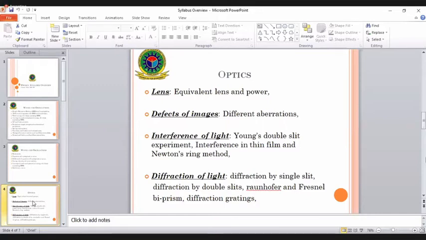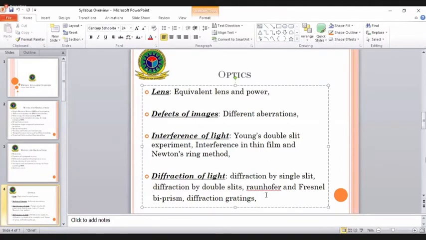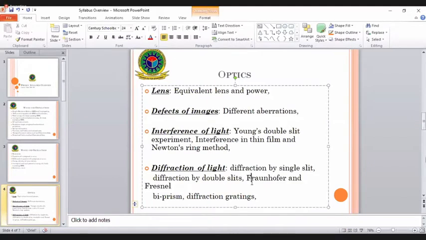From the diffraction part, that is diffraction of light, we get diffraction by single slit and diffraction by double slit. Fresnel and Fraunhofer diffraction, this is Fraunhofer and Fresnel. Then diffraction pattern in biprism.